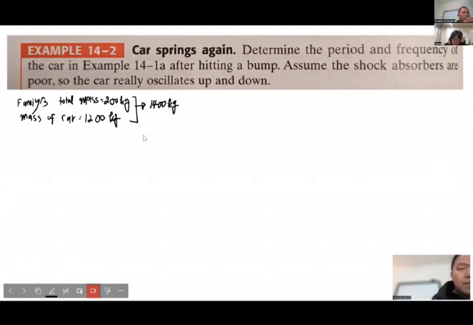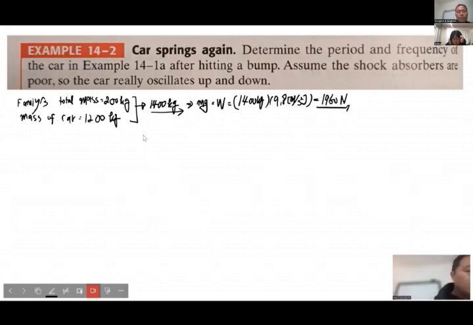So the weight of this car with the family should be mg, mass times the gravitational acceleration constant. That is weight, which is 1400 kilogram times 9.8 meter per square second. That is 1960 Newton.